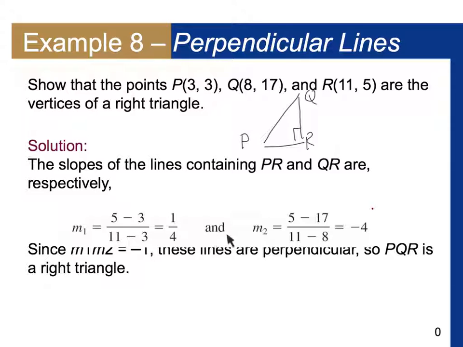We can see that these two slopes are negative reciprocals of each other. If I take the reciprocal of this, I get 4, and change the sign, I get minus 4. So we can say that these two line segments here are perpendicular. And then if you connect the other 2 points, you get a right triangle.